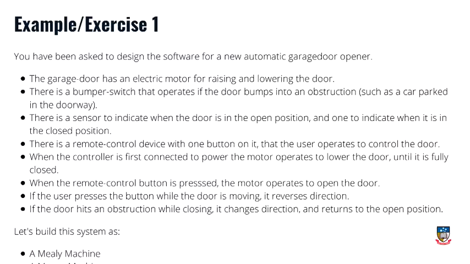When the controller is first connected to power, the motor operates to lower the door until it is fully closed. We probably also have a motor stop event, don't we? Or a motor stop output. I'm going to add that in here. Yeah, because that would also apply for the bumper switch.